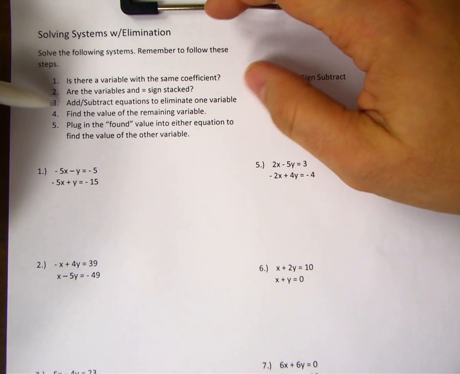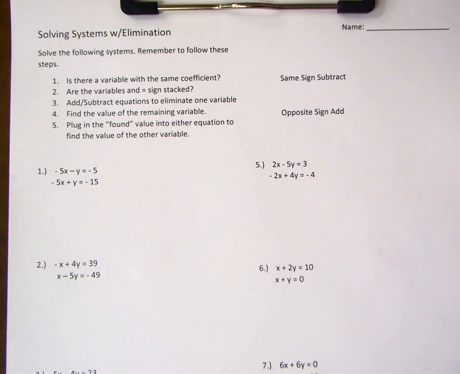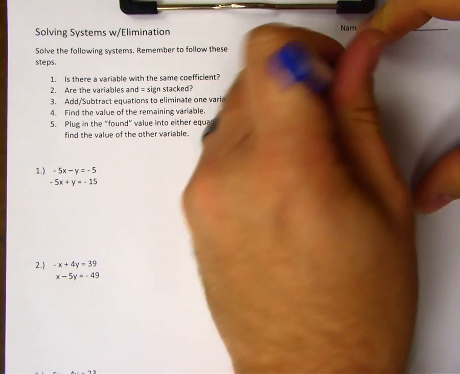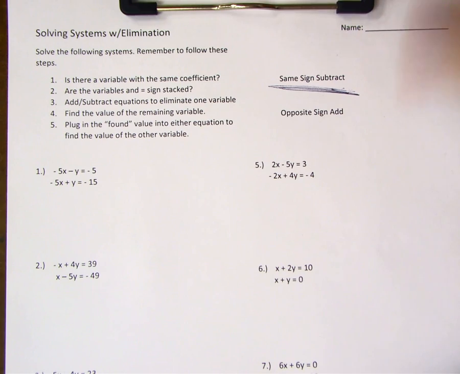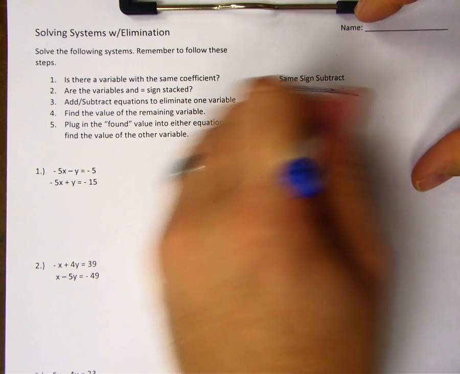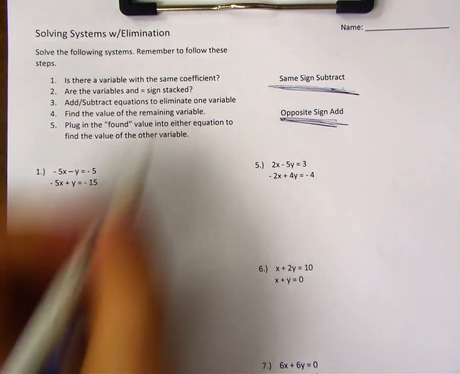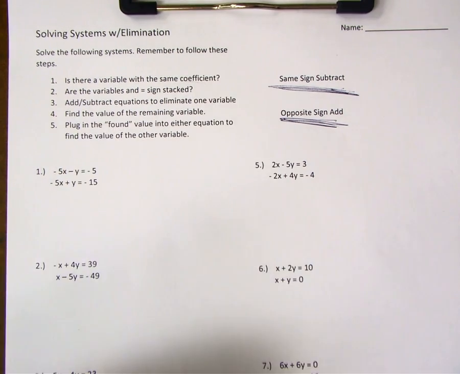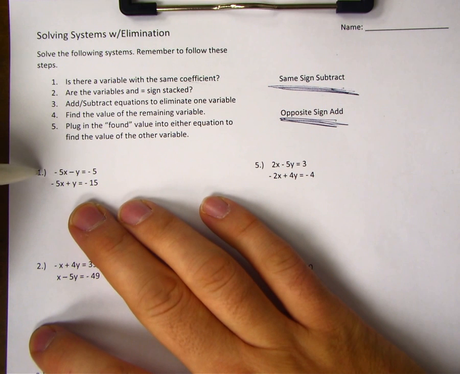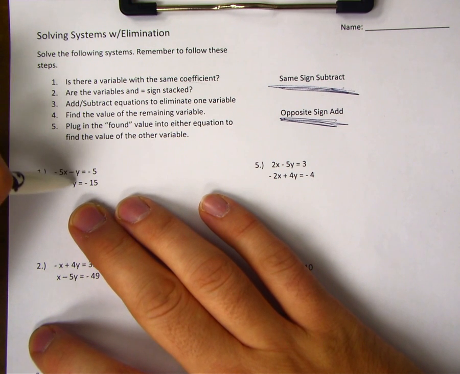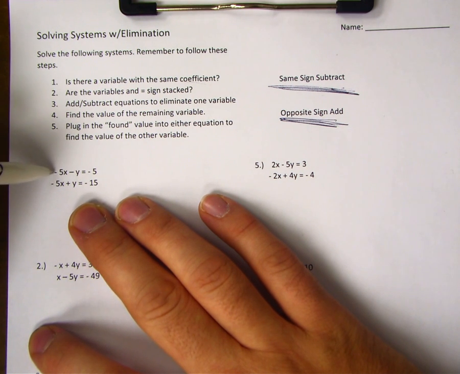So the next step is you're going to add or subtract equations to eliminate one variable. What you really want to focus on with this is these two things over here. When you have the same sign, you are going to subtract. When you have the opposite sign, you are going to add. And that is for the two coefficients that are the same. So when I'm looking at number one right here, we can pick the x's or the y's. I'm going to pick the x's because they're nice up in front here. And they also have the same sign. They're both negative. Alright, so same sign means subtract.